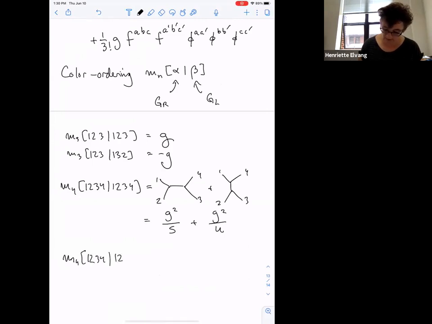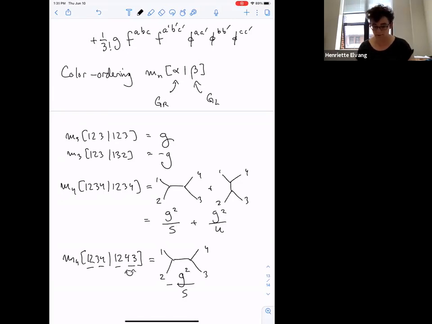I'll now interchange the labels in the second color ordering. So it's 1, 2, 4, 3. And now I can see that my compatible diagram for this is 1, 2, 3, 4. Both of them have a 1, 2 and a 3, 4 adjacent. So this is a diagram that gives G squared over S, but it has a minus sign because of this interchange of order that I had before. And then that's all there is. This guy can't have a U channel because a U channel violates the color ordering of the second order, and a T channel would violate the coloring of the first one. So you just have to have the compatible ones.